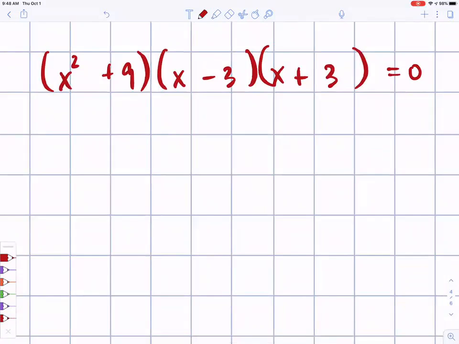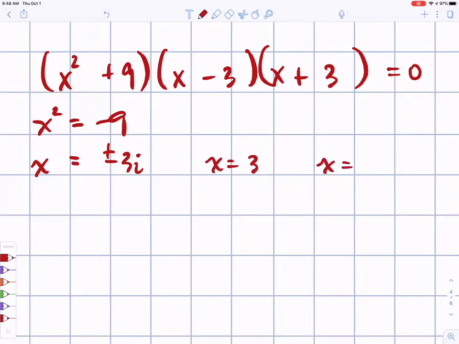All right, so then I've got 3 factors. Let's make mini equations and solve each factor. So that first factor, x squared equals negative 9. So what does x equal? Close. Plus or minus 3i. And then the second factor is easy, so that's x equals 3 and x equals negative 3.